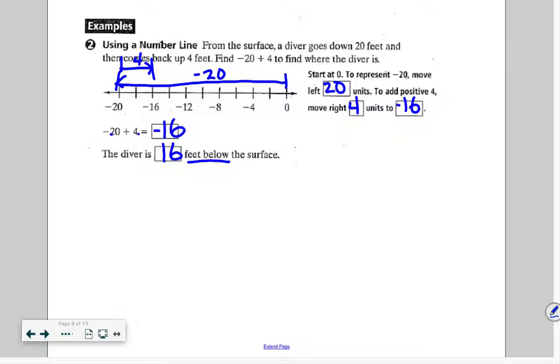Again, one's negative, one's positive, so they're opposites of each other. 20 minus 4 would be 16. Which is bigger, 20 or 4? 20. That is negative, so your answer is also negative.